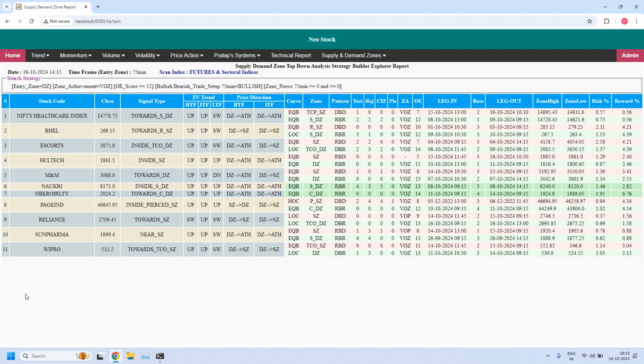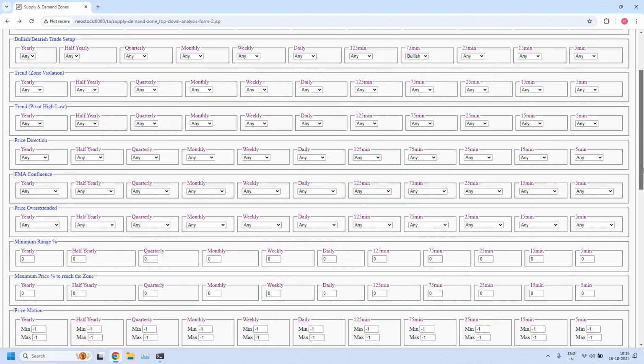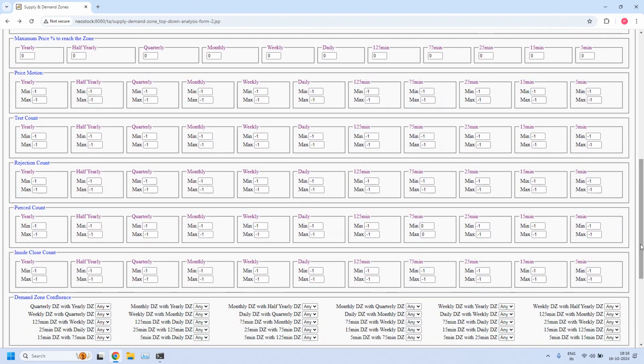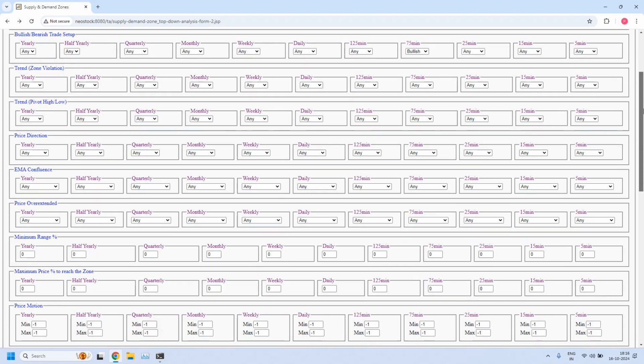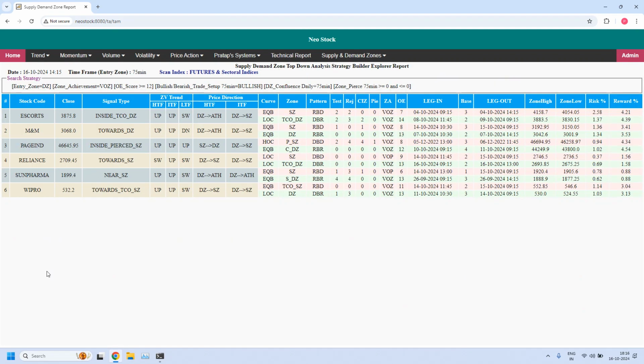To check the high probability within this list, let us look for LTF and ITF demand zone confluence. That means 75 minutes demand zone confluence with daily demand zone. That means the 75 minutes demand zone is part of the daily demand zone. So in the demand zone confluence, I am enabling the filter 75 minutes demand zone with daily demand zone confluence. With this filter, let's verify how many stocks we get. Out of 11, 6 stocks are filtered.